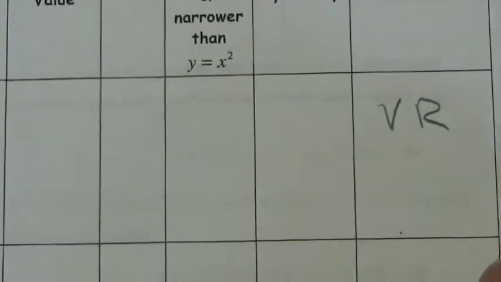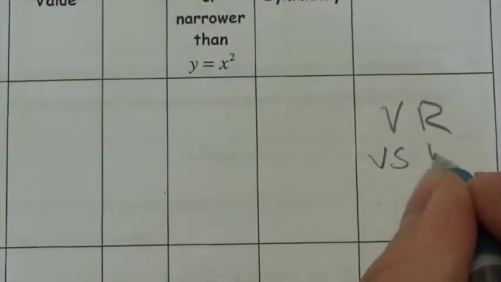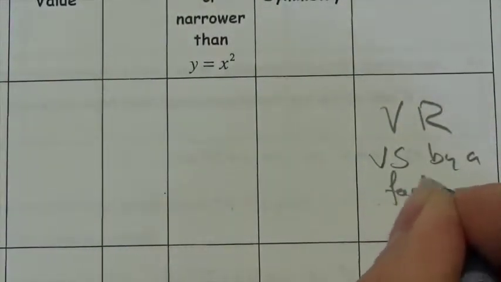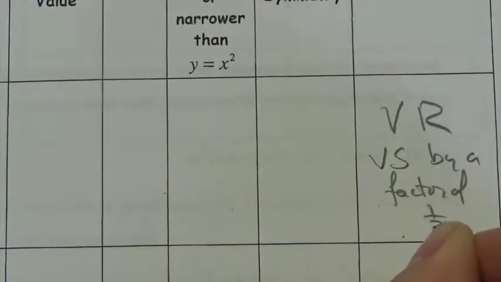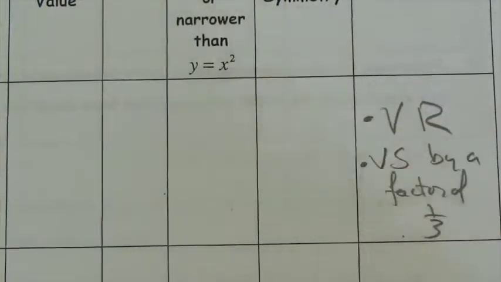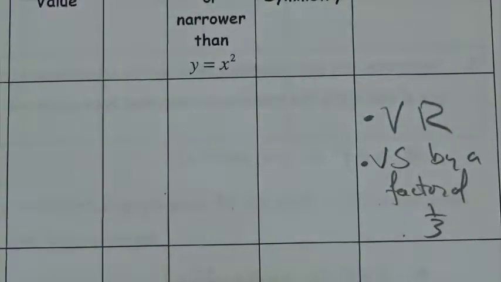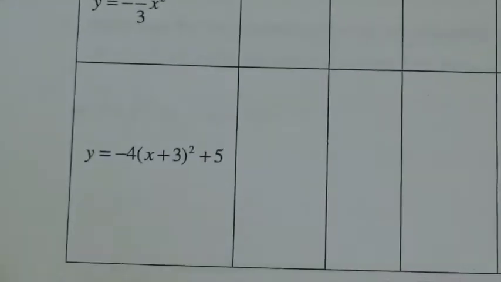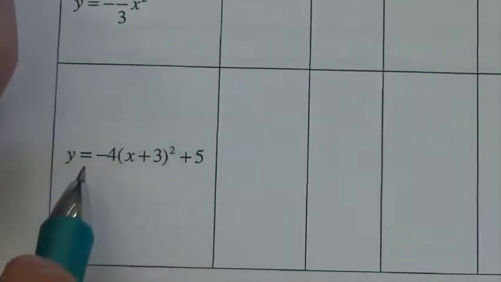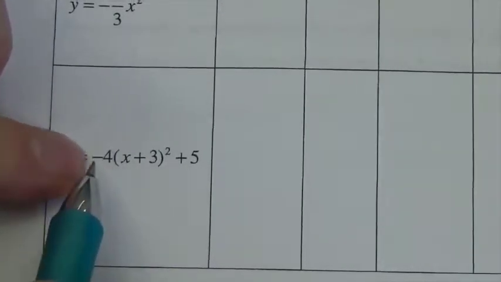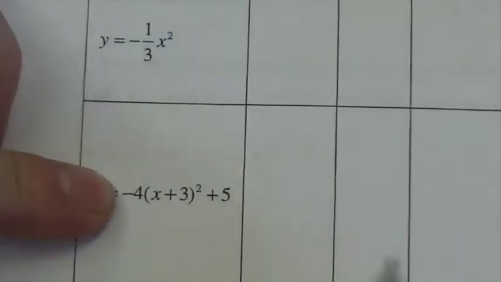You want to keep those separate. Vertical stretch by a factor of 1/3, and these are two different transformations. The next one has a few going on here, so let's just do this in order. The negative out front is a vertical reflection. The 4 is a vertical stretch by a factor of 4.